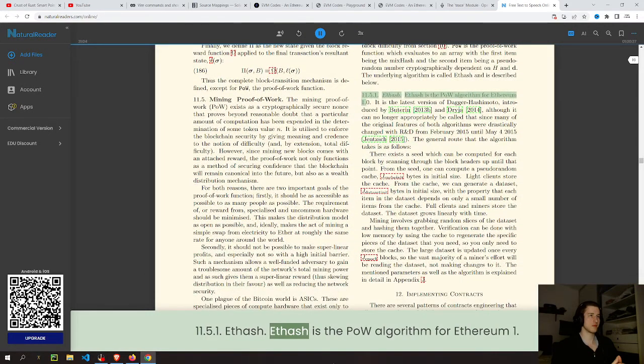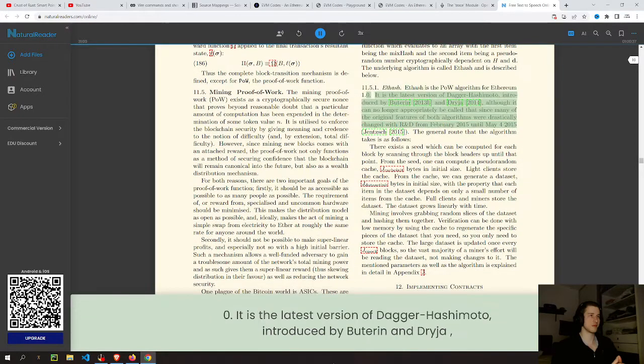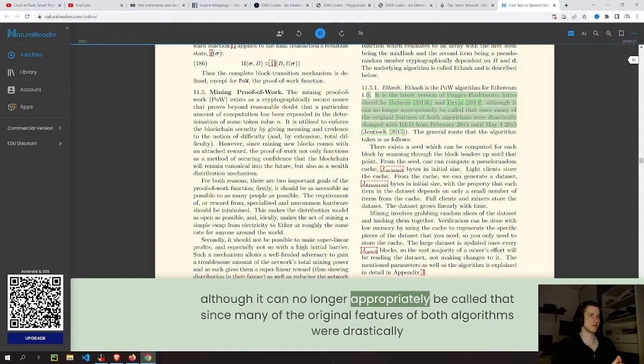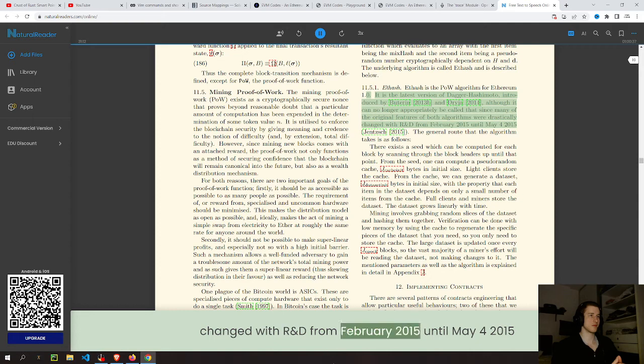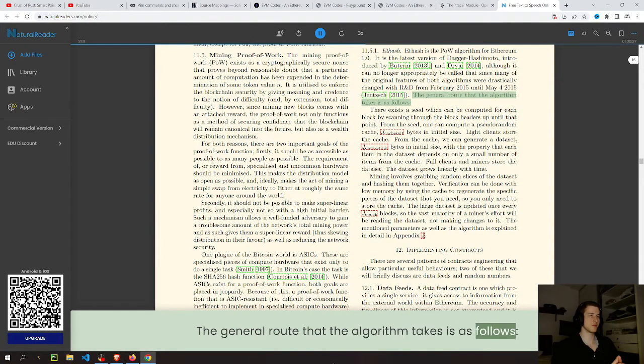1.5.1 Ethash. Ethash is the PoW algorithm for Ethereum 1.0. It is the latest version of Dagger Hashimoto, introduced by Buterin and Dryja, although it can no longer appropriately be called that since many of the original features of both algorithms were drastically changed with R&D from February 2015 until May 4, 2015. The general route that the algorithm takes is as follows.